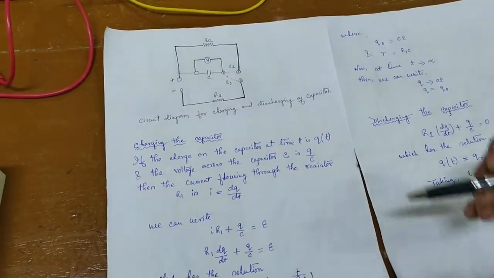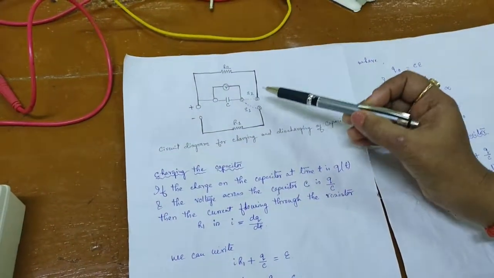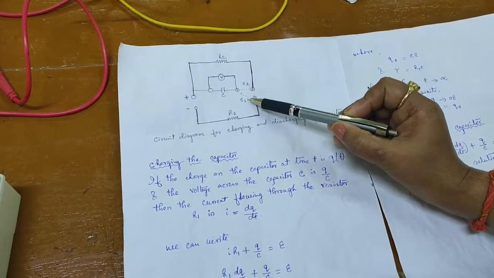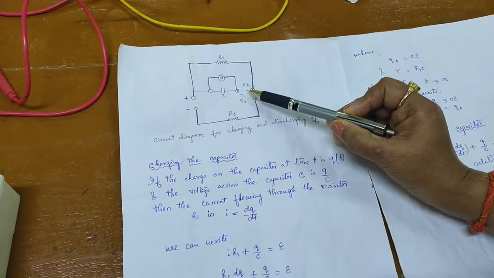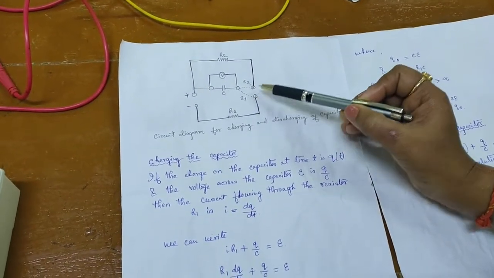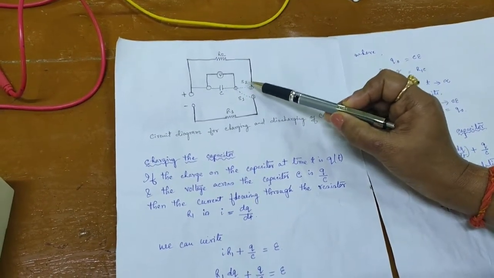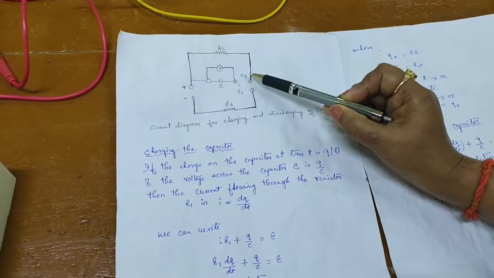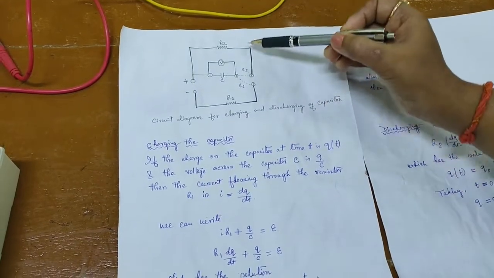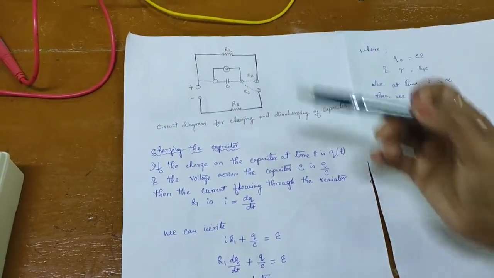Now discharging. At this point, if we open S1 by disconnecting terminals 1 and 2 and close terminals 1 and 3, that means S2 is closed, then the charge in the capacitor discharges through the resistor R2.